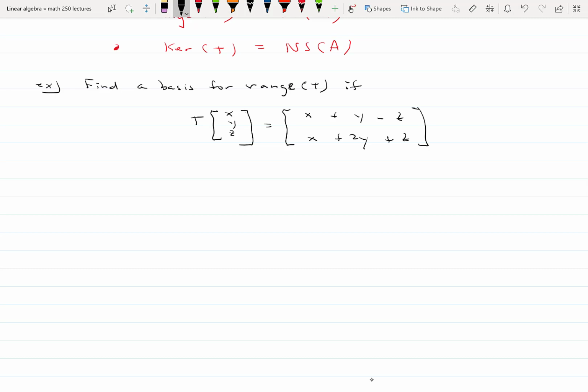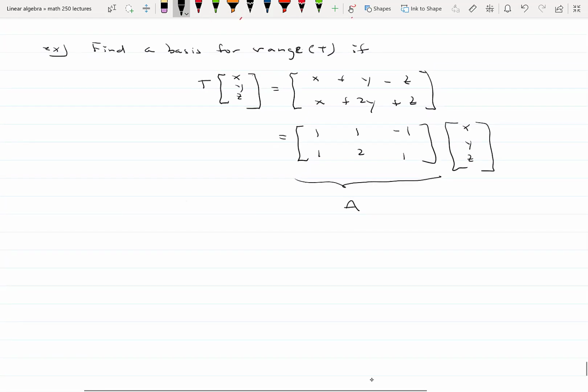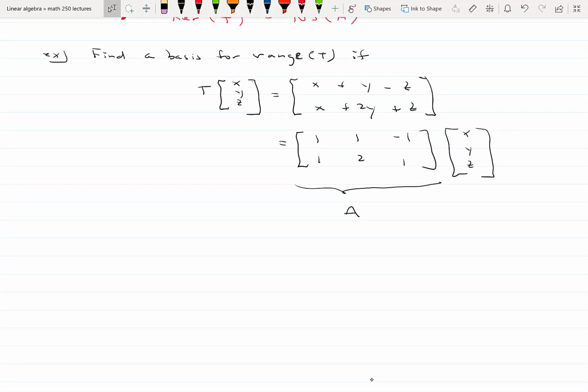Well, since this is a matrix transformation, I know that the range of the linear transformation is nothing more than the column space of the matrix that defines it. So the first thing to do is to find the matrix. In this case, it's very easy since we've seen it over and over again. So the matrix of this linear transformation, the same matrix we've been looking at, is our A. So how do we find the column space of A? This is a review problem.